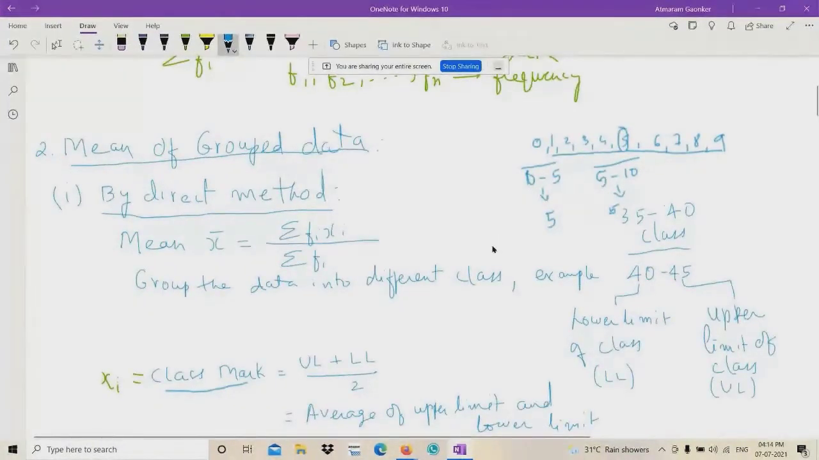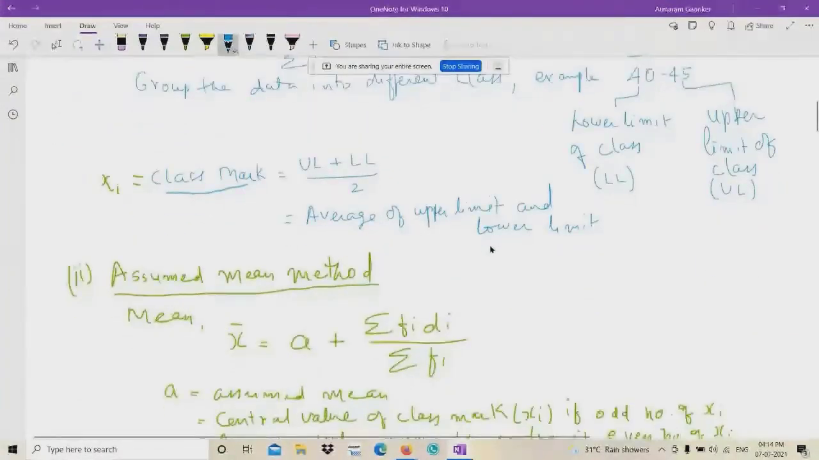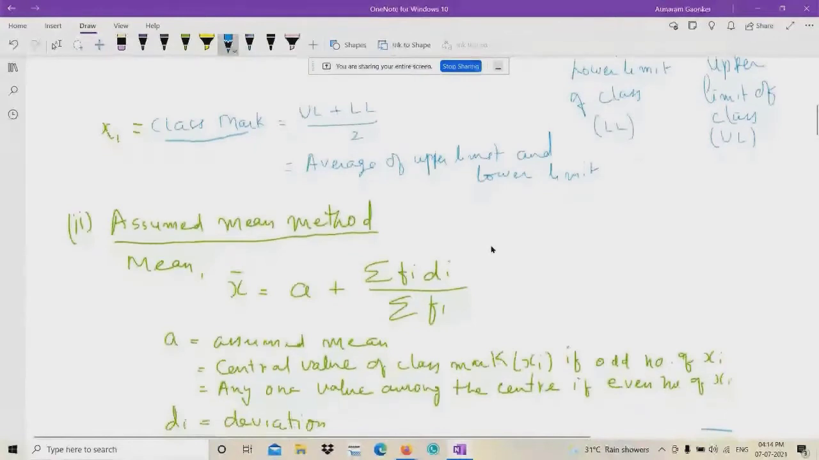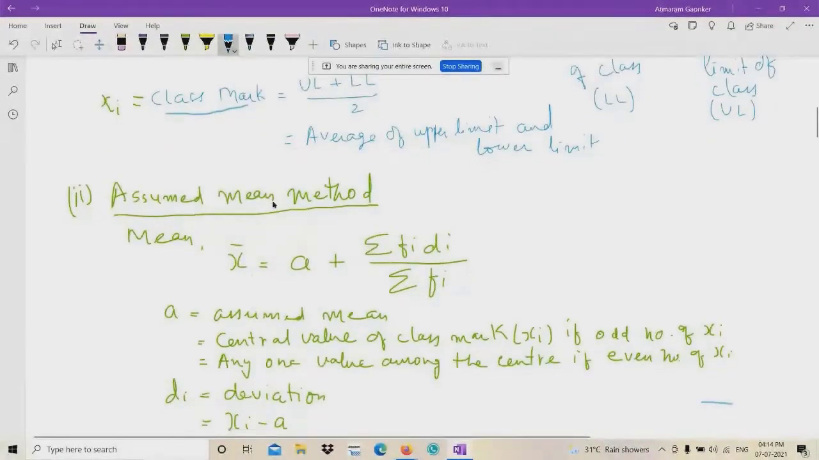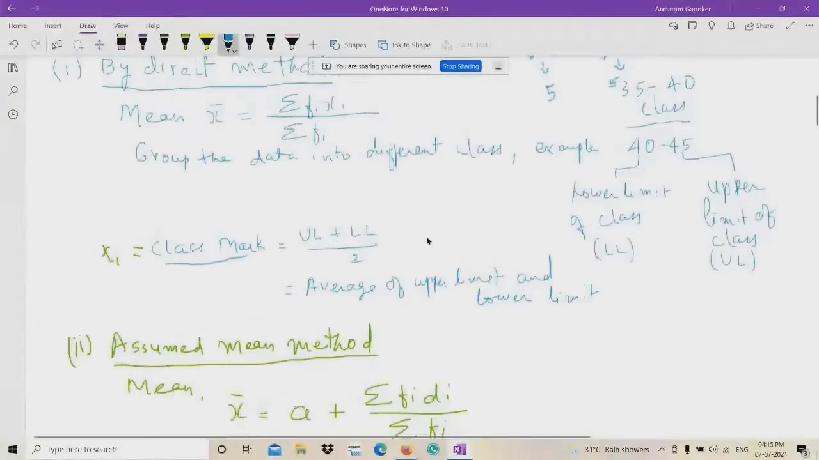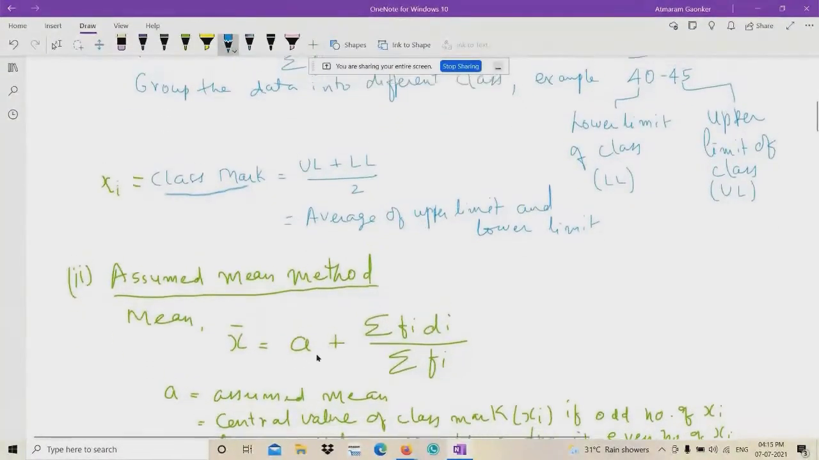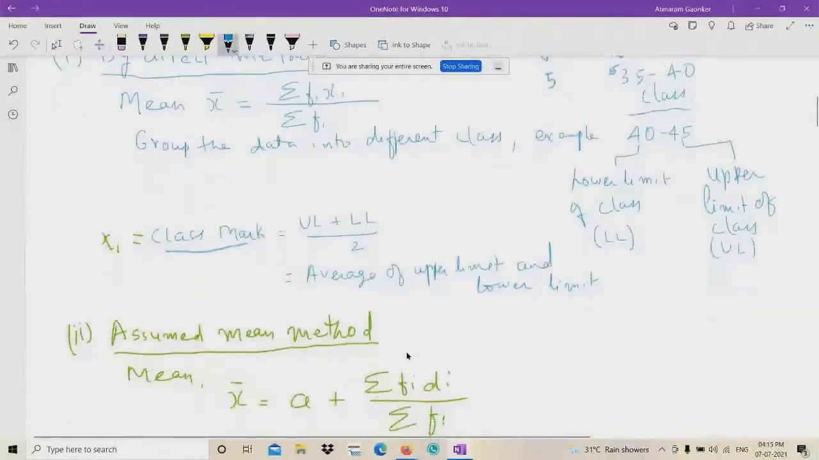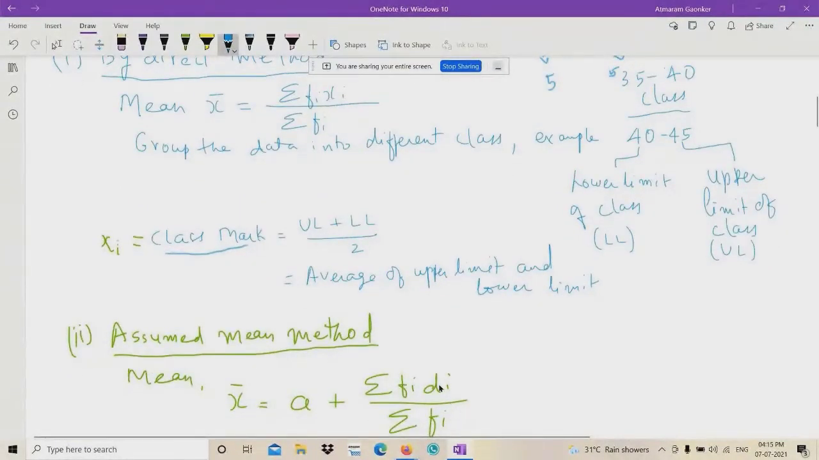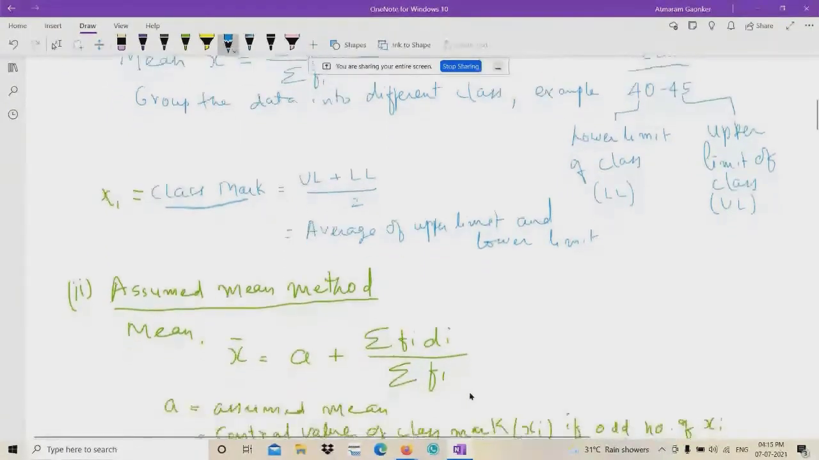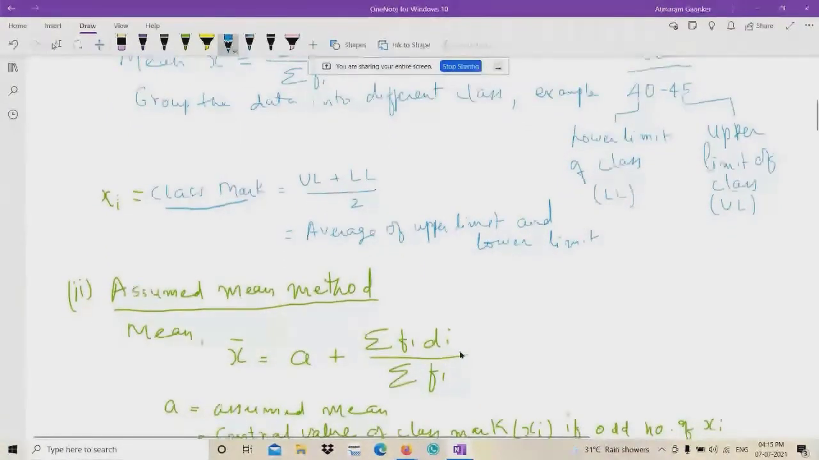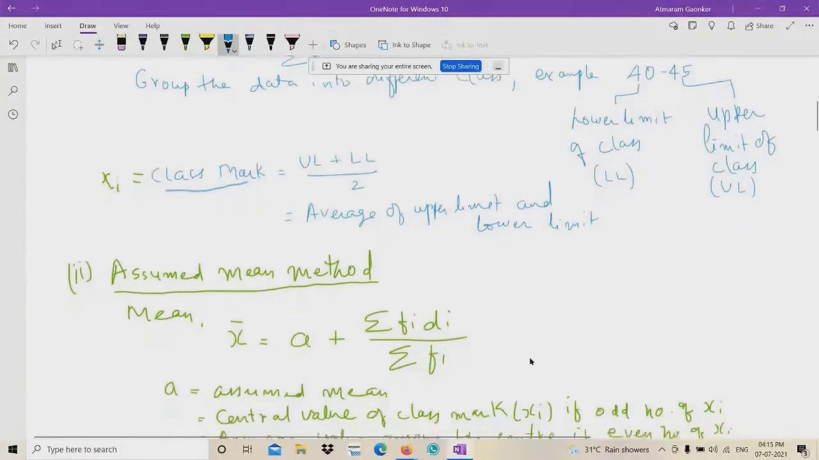The next one is the mean by the assumed mean method. See, the mean by this method is given as x bar equal to a plus summation of fi di divided by summation of fi. Now two things have been added compared to the earlier formula. First, a is added compared to this one, and the second thing is that instead of xi there is something called di. Let us see what this a and di are. Fi you already know, it is the frequency.